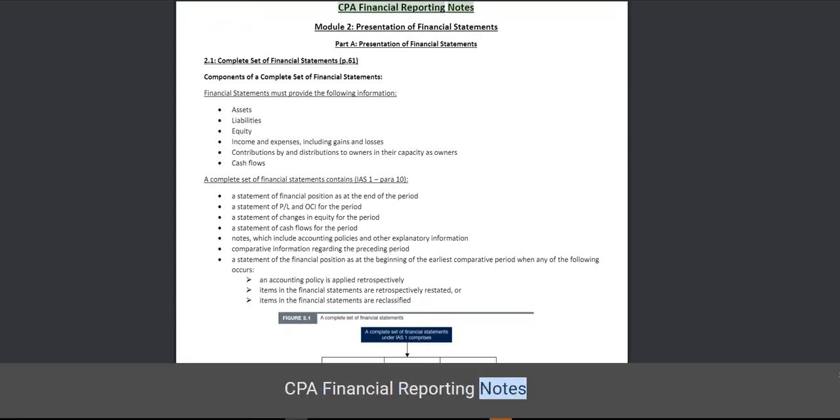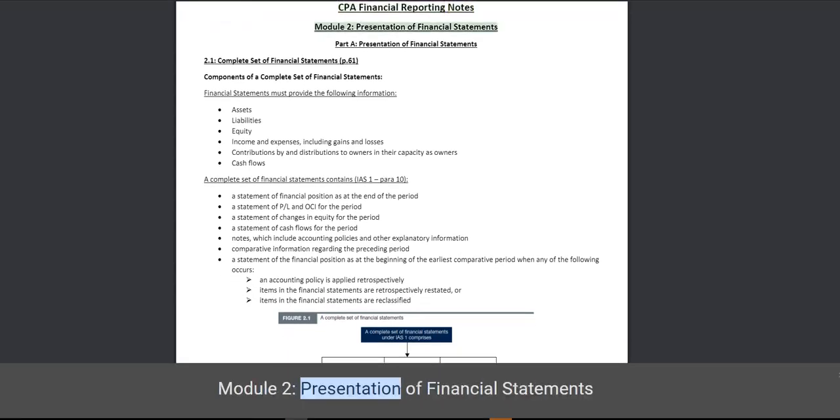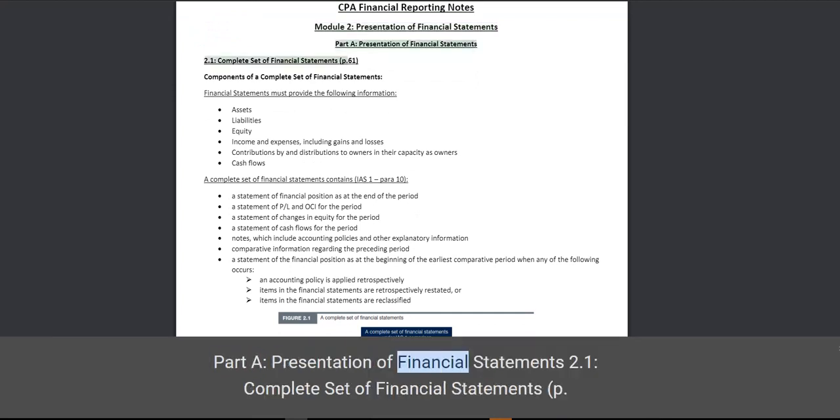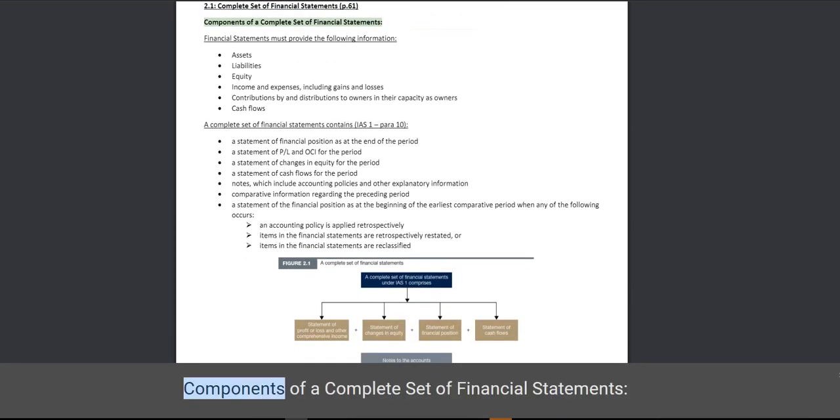For financial reporting notes. Module 2, Presentation of Financial Statements. Part A, Presentation of Financial Statements 2.1, Complete Set of Financial Statements, p. 61. Components of a complete set of financial statements.